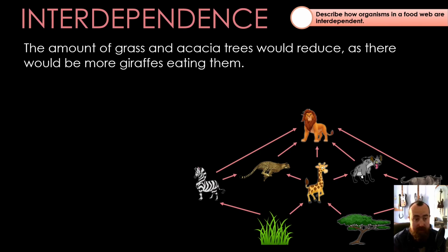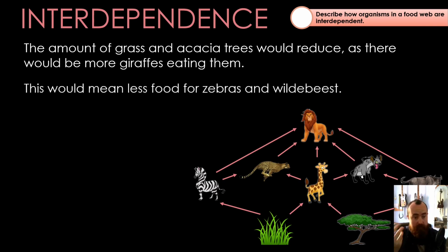The amount of grass and acacia trees, if we've got more giraffes, you would have thought that the amount of grass and those trees there that giraffes like to eat the leaves of would start to go down, because there'd be more giraffes eating them. That would then mean less food for the zebras. So if there's less grass, because the giraffes are eating more grass, there's going to be less grass for the zebras. The number of zebras is going to go down. If the wildebeest are eating the leaves of the acacia tree, their numbers are going to go down because the giraffes are eating more of that.